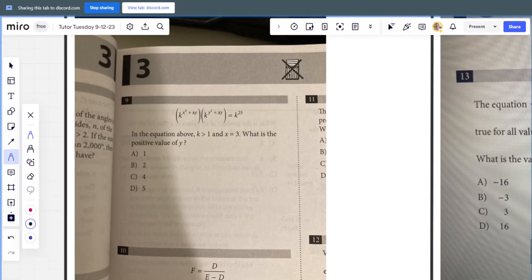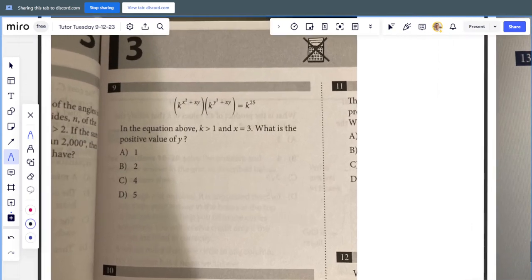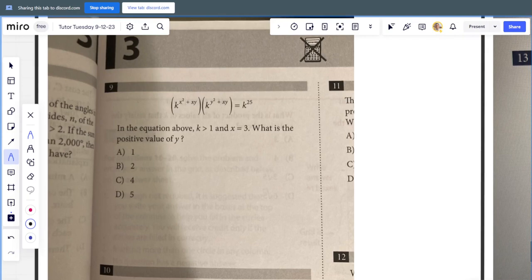This first one here says in the equation above, k is greater than 1 and x equals 3. What is the positive value of y? Oh, PSAT in October. Yeah, PSAT is going to be digital this October, so you better be prepared for that.